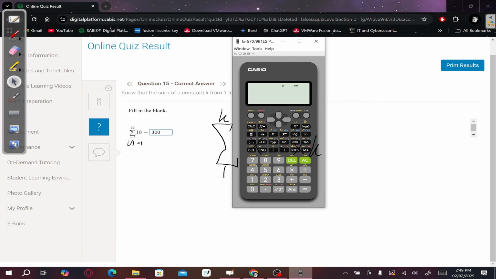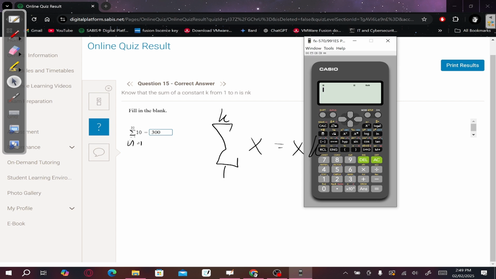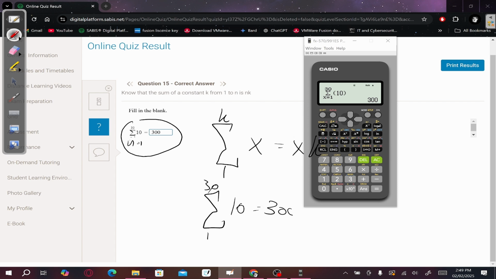Okay, so to access the summations, shift log, that's it, you have it. Now make sure to type in your summation first. So 10 for this example, you go down, then you go up. It's not letting me go up from here. Why is it not letting me go? There we go. Okay, you go after. So then you go x equals to 1, and then you click up, you go here is 30. So this will give me the sum of 1 to 30, in this example, multiplied by 10, is equal to 300.